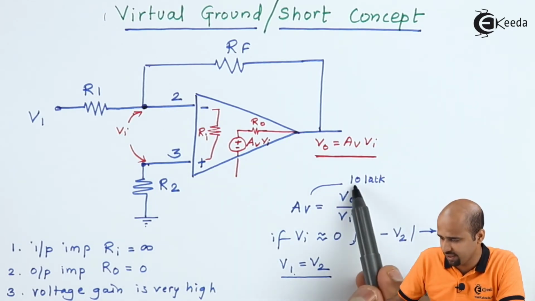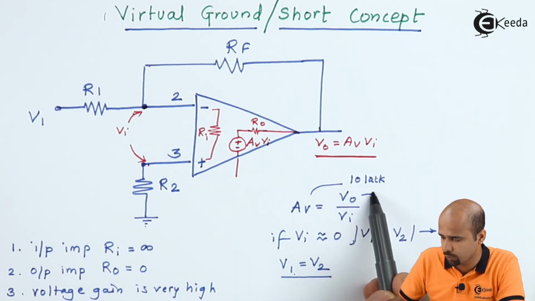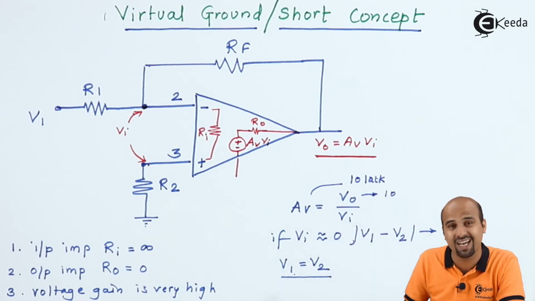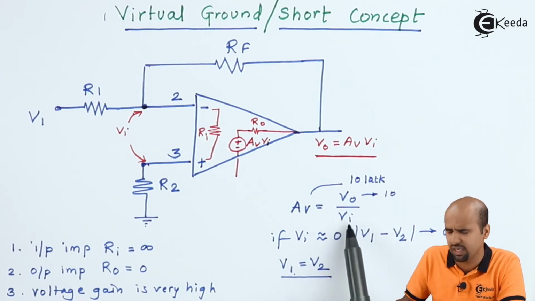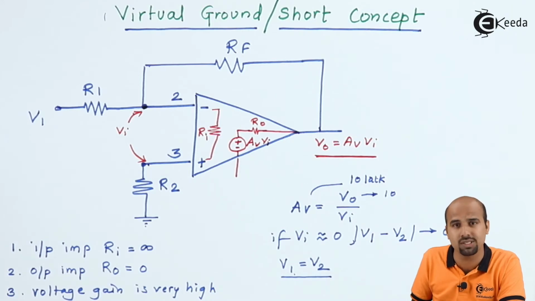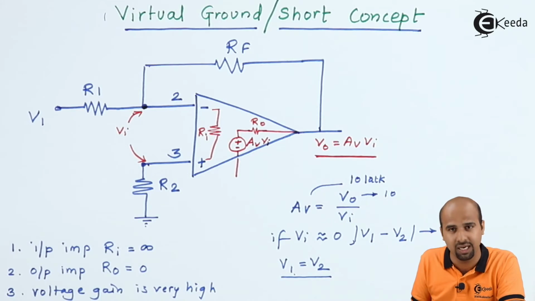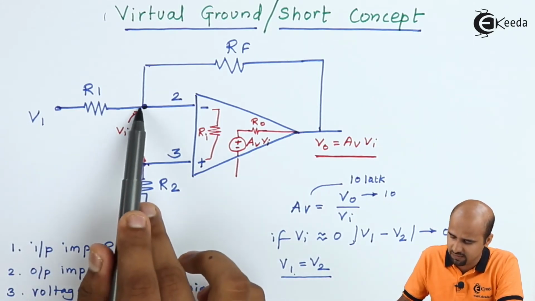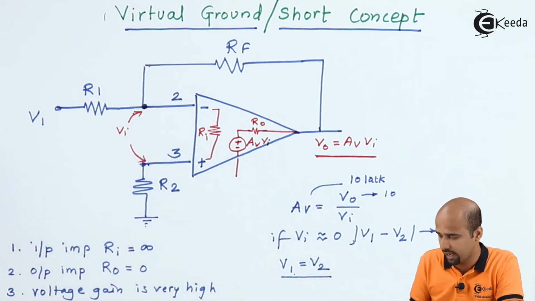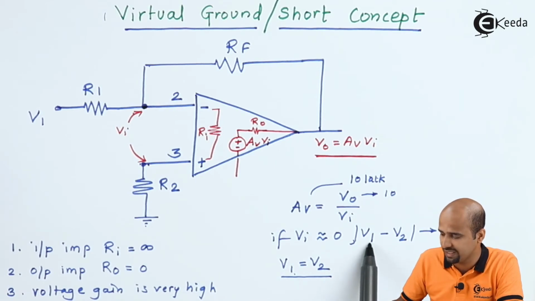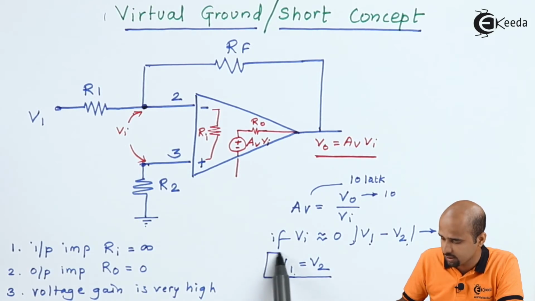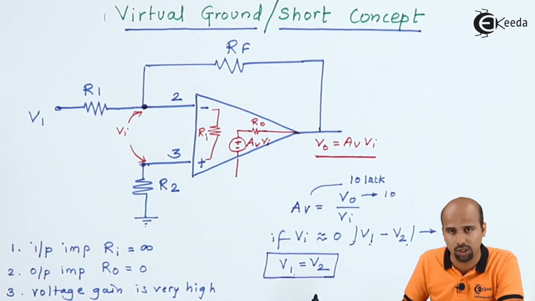To have AV equal to 10 lakh and suppose my output voltage is 10, can I get the value of this VI in terms of microvolts, right? And when we compare the value of output voltage with microvolts, this difference is in terms of microvolts, I can neglect that, and that is why we have VI equal to 0, and that is why the value of V1 is nearly equal to V2, and this is called virtual short.